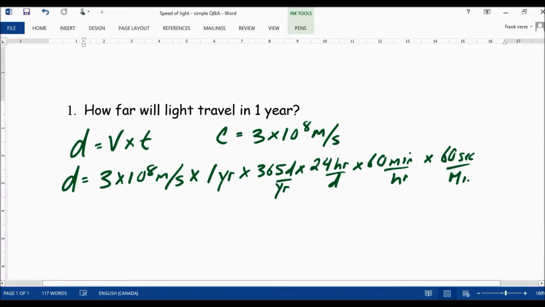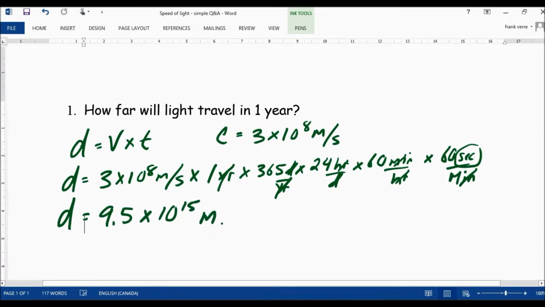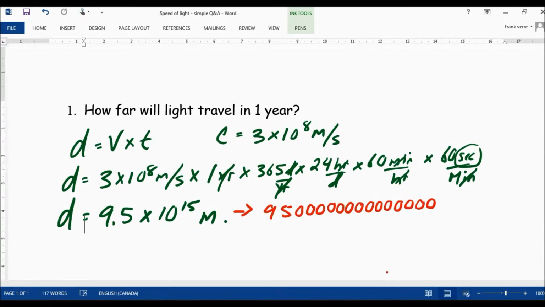per minute. And we're going to have to convert all of this. Now you'll notice the units are going to cancel. So years will cancel out with years, days with days, hours with hours, minutes with minutes. So you're just left with seconds. Alright, so if you work all of this out, then you get an answer of d is equal to 9.5 times 10 to the 15, and that would be meters, or 9.5 followed by 14 zeros.